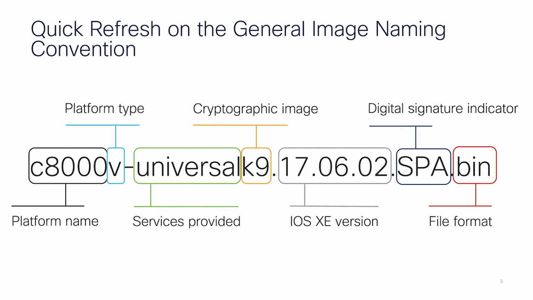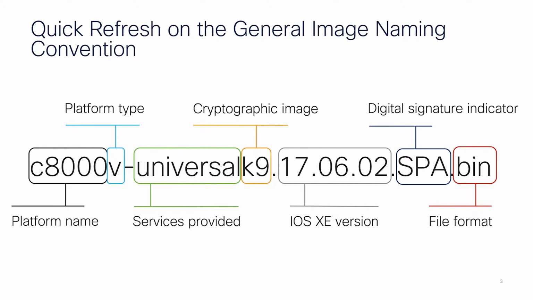The dark blue box is a digital signature indicator. Digitally signed Cisco IOS software is identified by a 3-character extension in the image name. In this case, the S here stands for digitally signed software. The P stands for production image, which just means that it is Cisco software approved for general release. And the A is just the version used to sign the image.